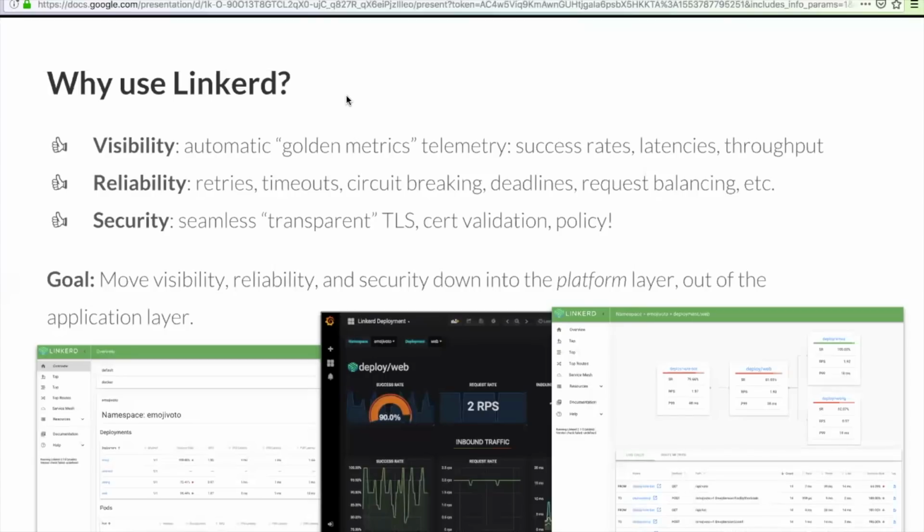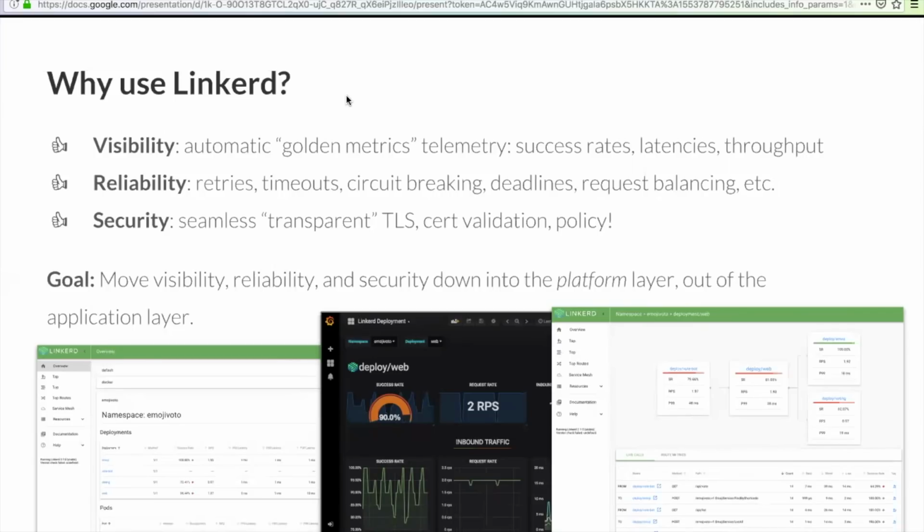There's also a value proposition around reliability. So Linkerd can do retries and timeouts and circuit breaking, and basically allow you to handle different types of partial failures, whether it's from software or hardware. And there's a third value prop around security. Linkerd can initiate and terminate TLS. It can provide mechanisms for doing service identity and policy on top of that.